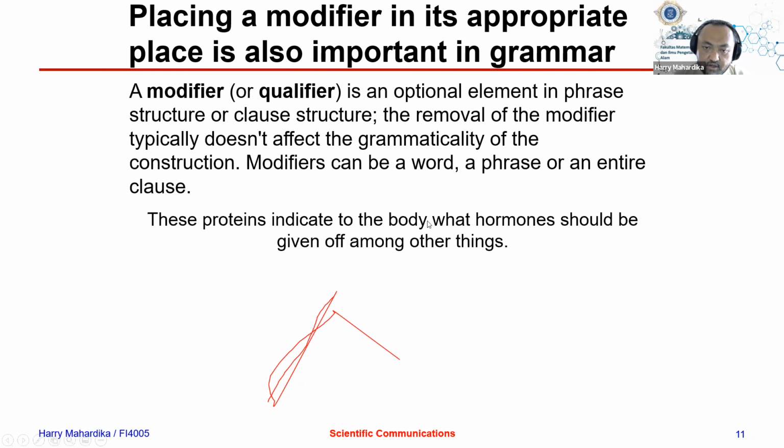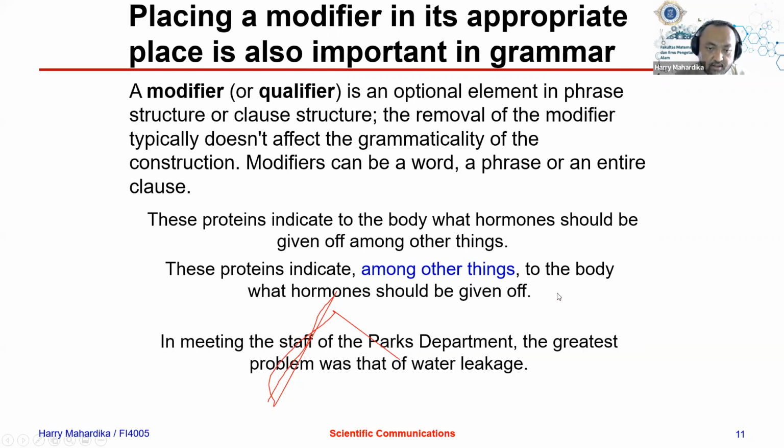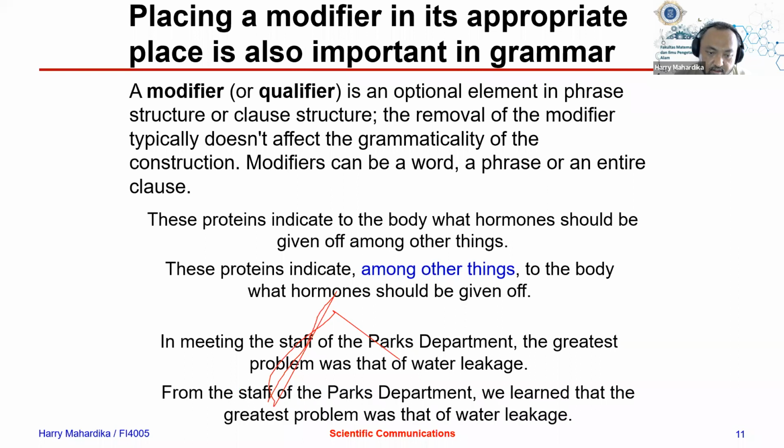This protein indicates to the body what hormone should be given off, among other things. It becomes: the proteins indicate, comma, among other things, comma, to the body that hormone should be given off. Okay, so instead of admitting the staff of Parks Department, the greatest problem was that of water leakage, it becomes: from the staff of the Park Department, comma, we learned that the greatest problem was that of water leakage.